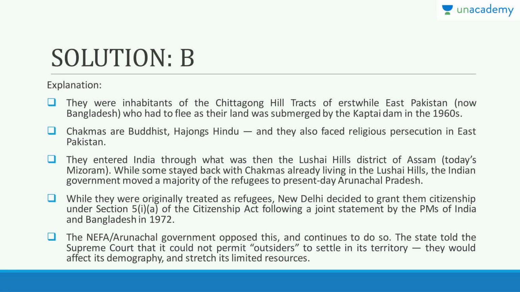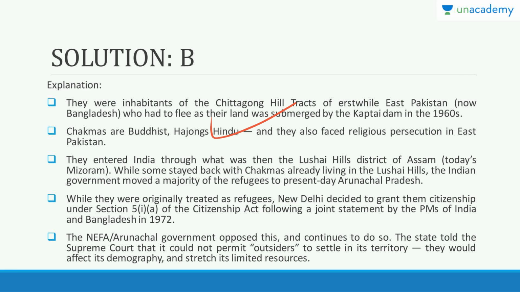So they were inhabitants of the Chittagong hill tracts of East Pakistan, now Bangladesh, and had to flee as their land was submerged by the Kaptai Dam in the 1960s. They are Buddhist, Hajong, Sindhu, and they also faced religious persecution in East Pakistan. And they entered India through what was then the Lushai Hills district of Assam, that is today's Mizoram.